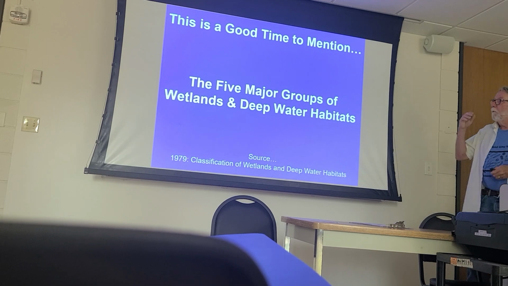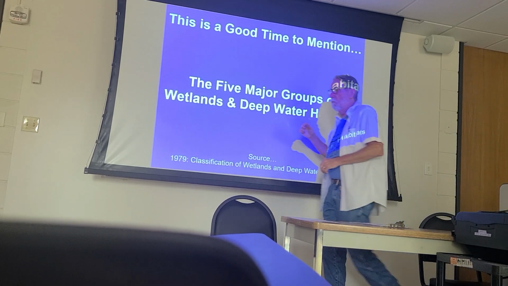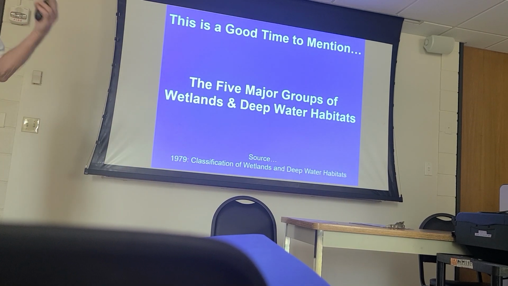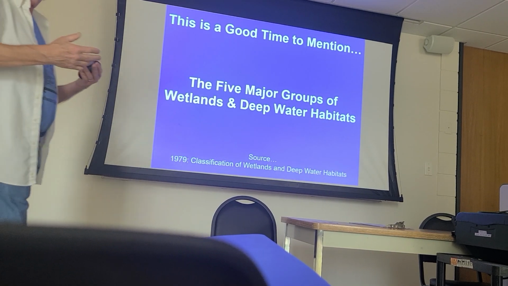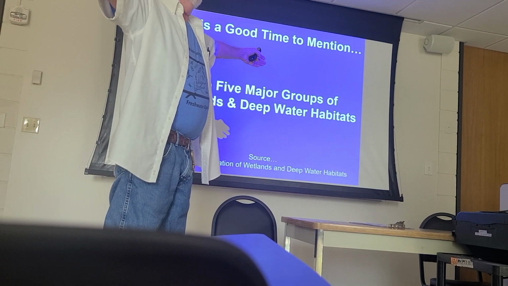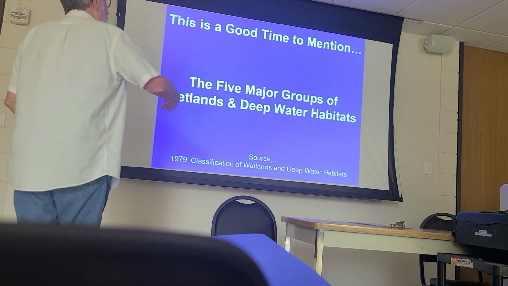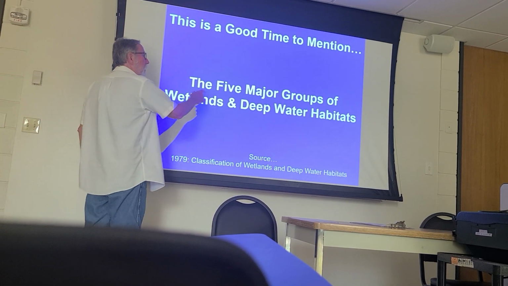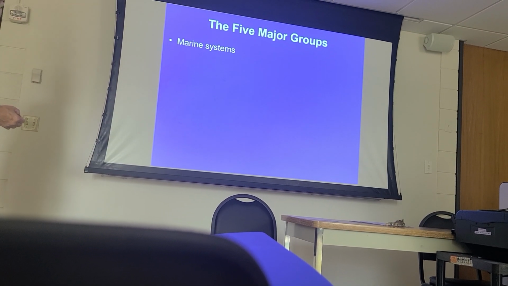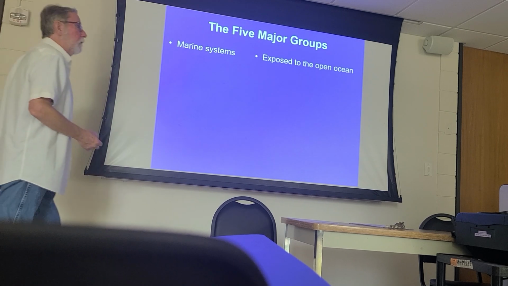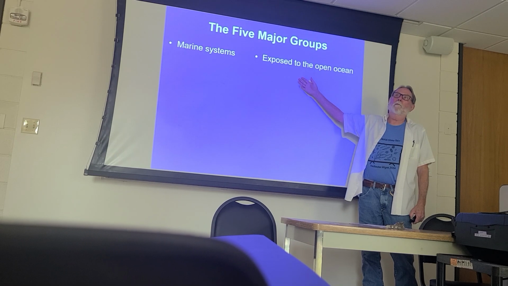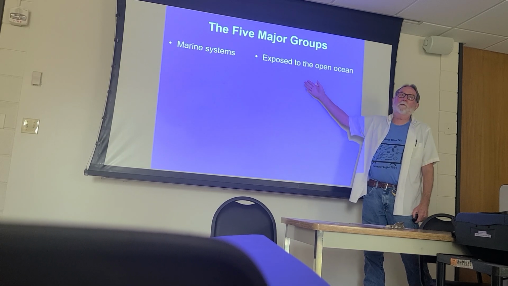Okay. So basically, in the world, remember, if we take animals, let me take, for example, mammals. Mammals is a class of animals, and they're broken up into 20 different orders. All the wetlands in the world are broken into five major groups. They are marine systems, and this is any wetland that's exposed to the open ocean. This is not the realm of limnology, but there are marine systems, wetlands.